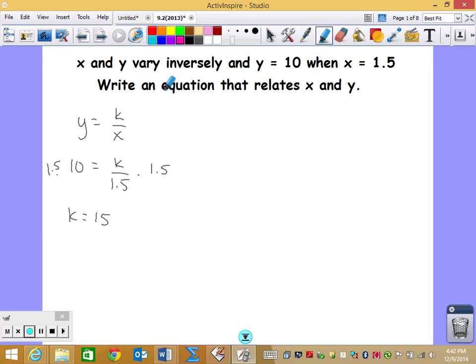So this is where students will lose their points, because they forget to write the equation. They think, oh, I solved for k, I'm good. You actually have to write y equals 15 divided by x. This is your equation that relates x and y. So do not forget to do that when we come to a test or a quiz.